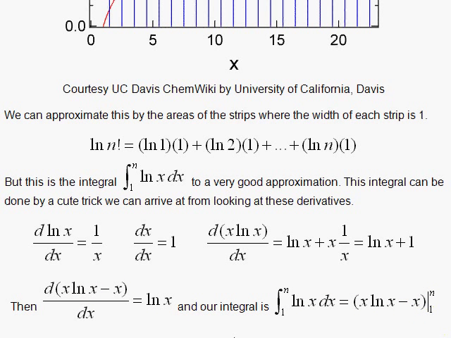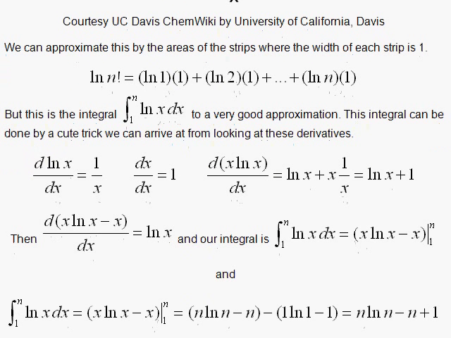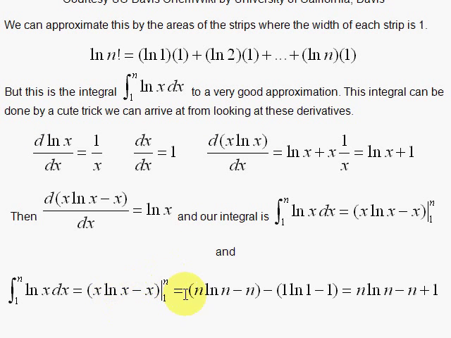Go from 1 to N. And when we do that, we get at the upper limit N log of N minus N, and at the lower limit 1 log of 1 minus 1. Well, the log of 1 is 0, so we get N log of N minus N plus 1.